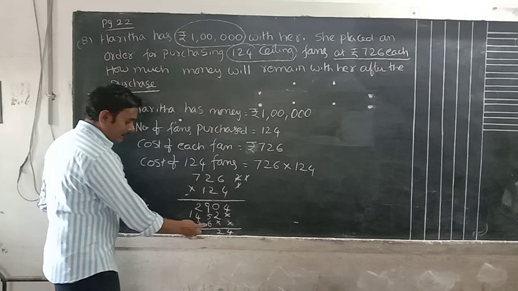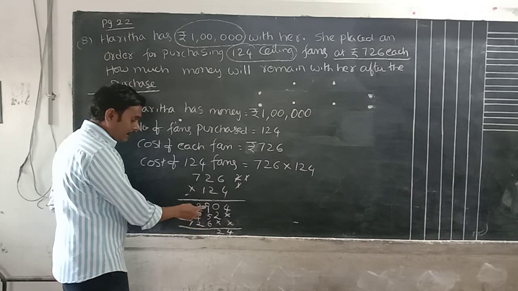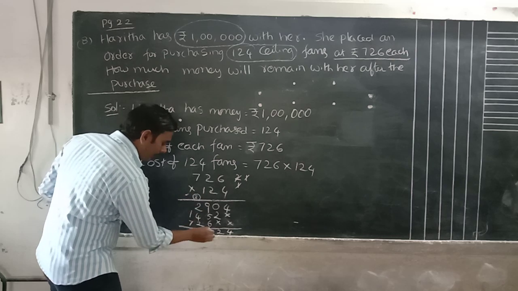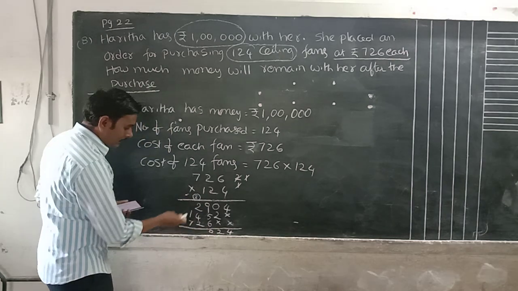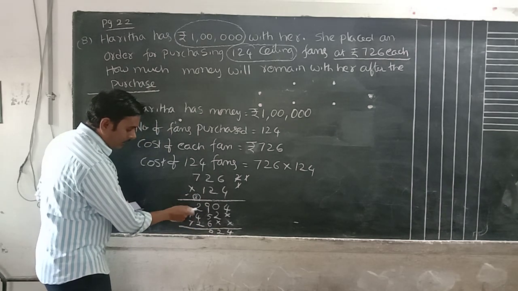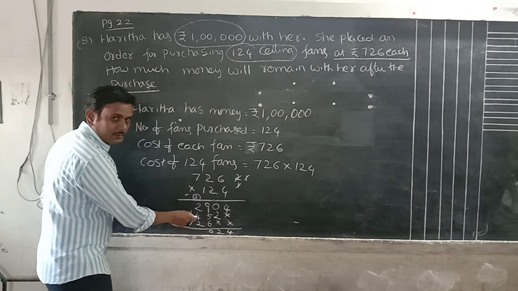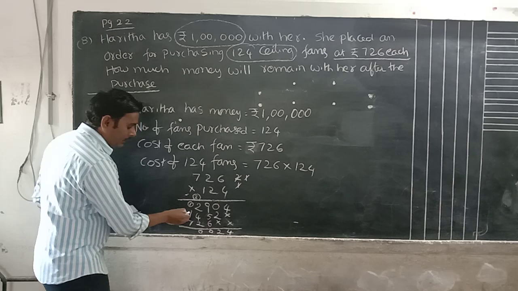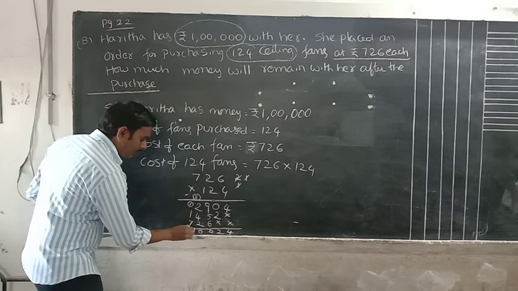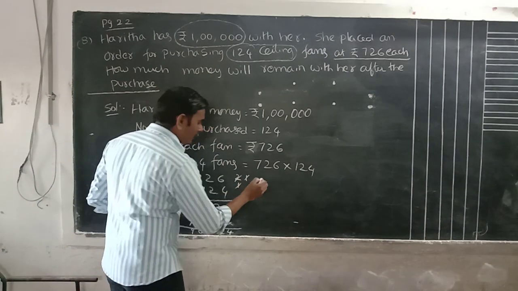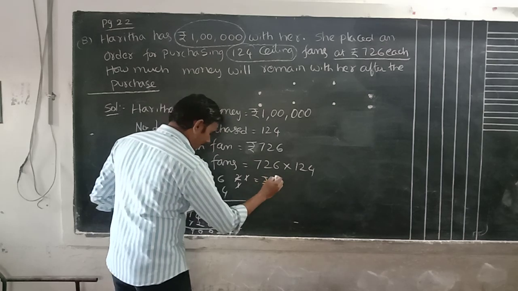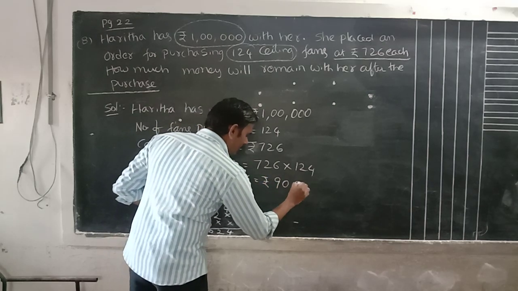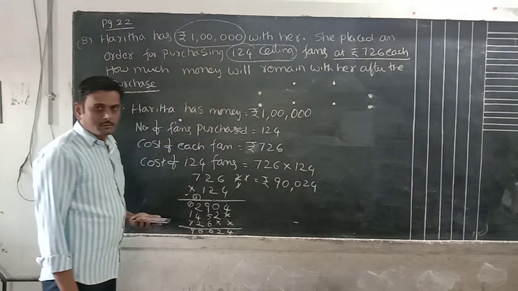6 plus 5 is 11. 11 plus 9 is 20. 2 is carry. 2 plus 2 is 4. 4 plus 2 is 6. 6 plus 4 is 10. 1 carry, 0. 7 plus 2 plus 1 is 9. How much cost will you get? Total cost of these fans is 90,024 rupees.